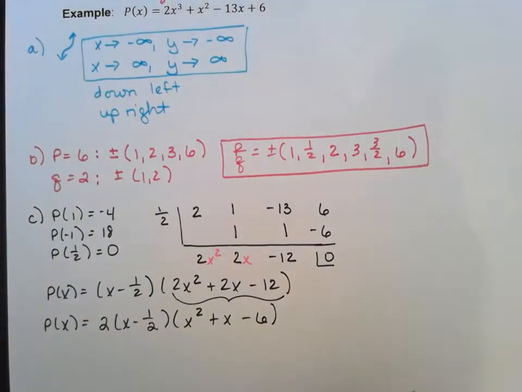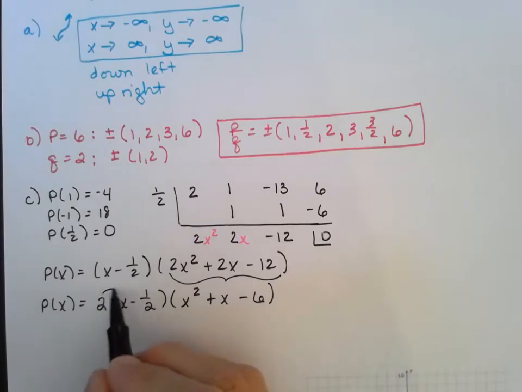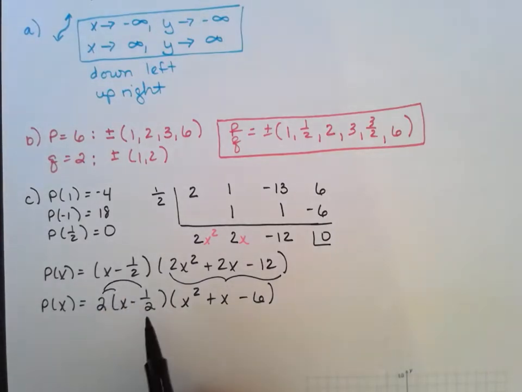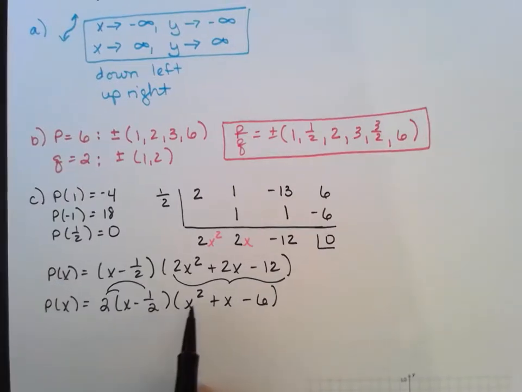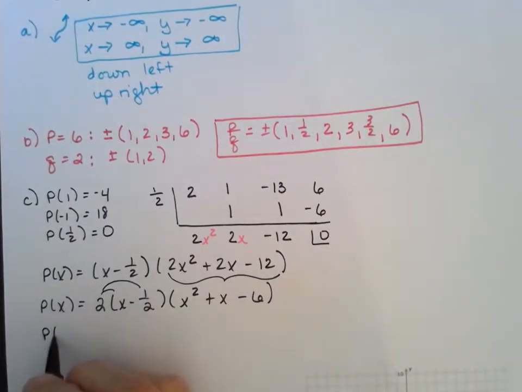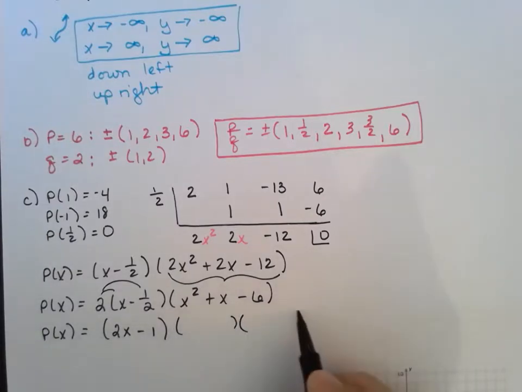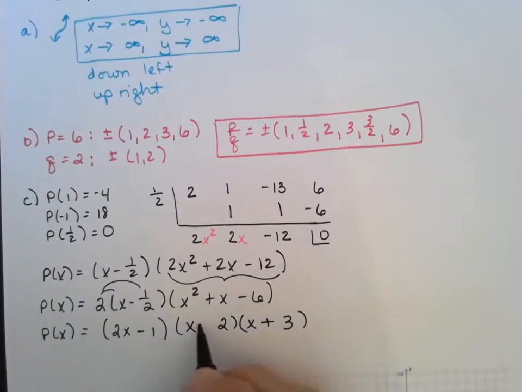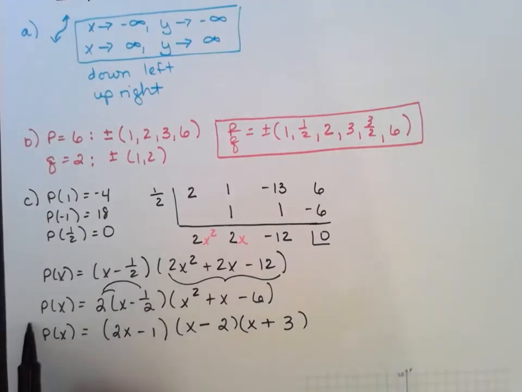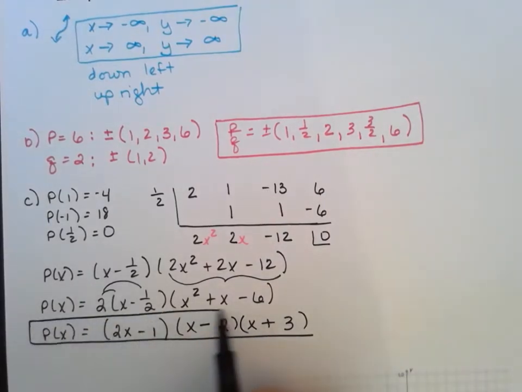In this next step, I'm going to do 2 things. I'm going to multiply this 2 times each of these, mainly because I don't want this fraction in here. And I'm going to factor this part right here. So p of x is equal to 2x, 2 times negative 1/2 is negative 1. Factors of negative 6 that add up to negative 1 would be a positive 3 and a negative 2. So the instructions were to write the polynomial in factored form. We just did that. This is the factored form of our polynomial.